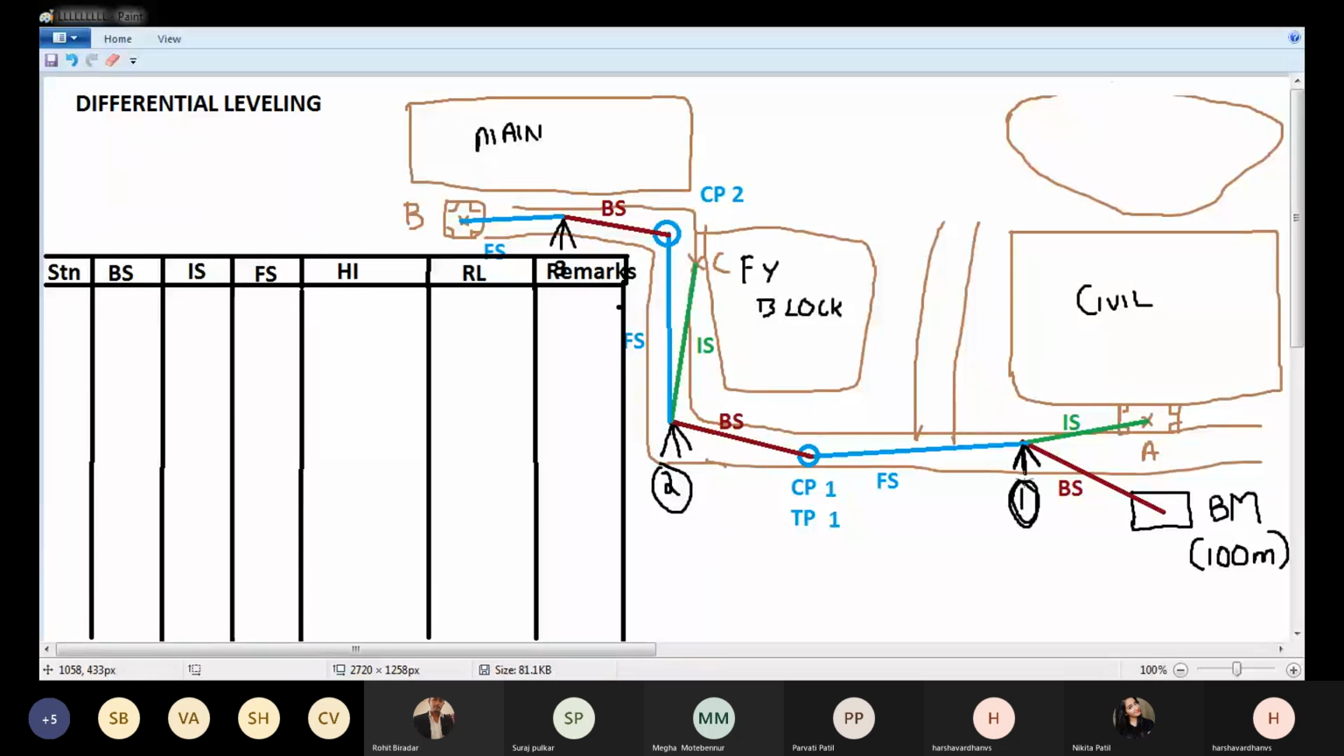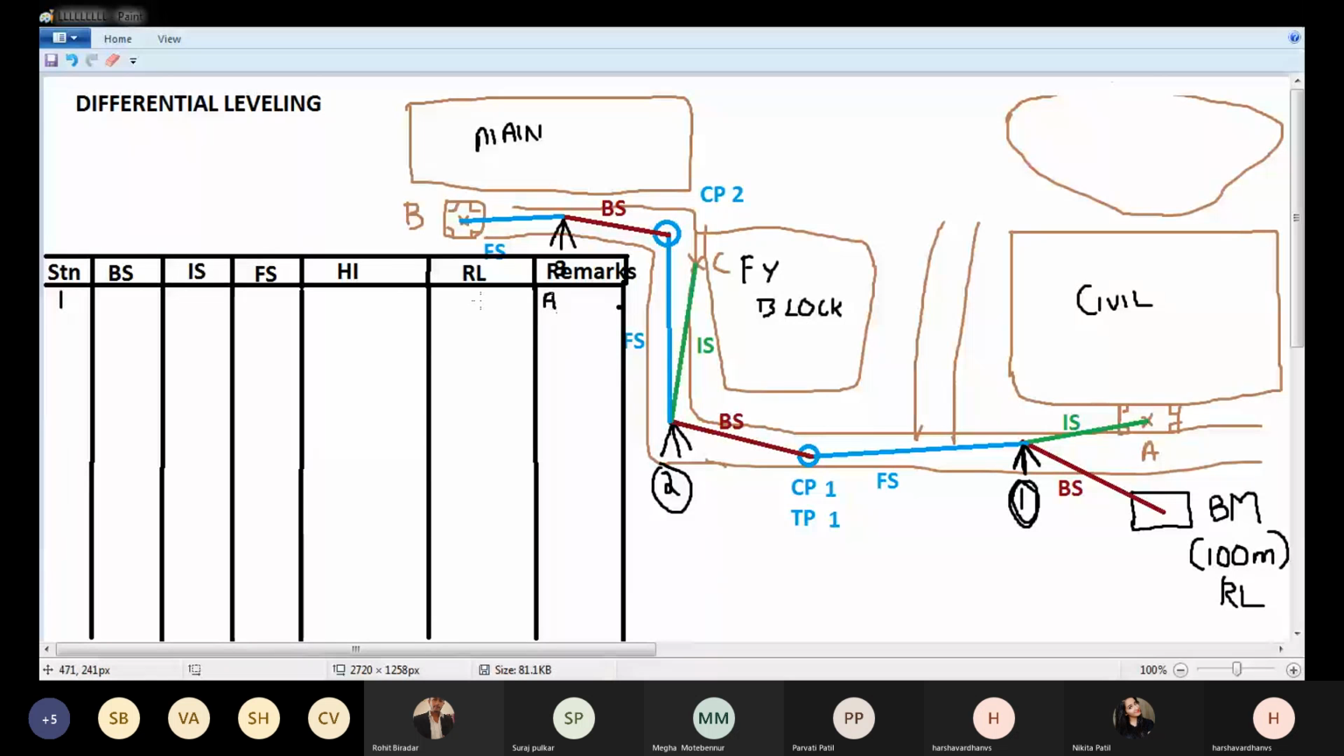Always leveling is started from benchmark. Okay, so I don't have any permanent benchmark here, so I'll be assuming an arbitrary benchmark. You have to assume an arbitrary benchmark on a permanent structure. So if you have observed, there is a flag pole opposite to the civil block. I'll take the base of the flag pole as the arbitrary benchmark, and I'll assume the RL, or elevation, of that benchmark as 100 meters. So my first station is arbitrary benchmark.